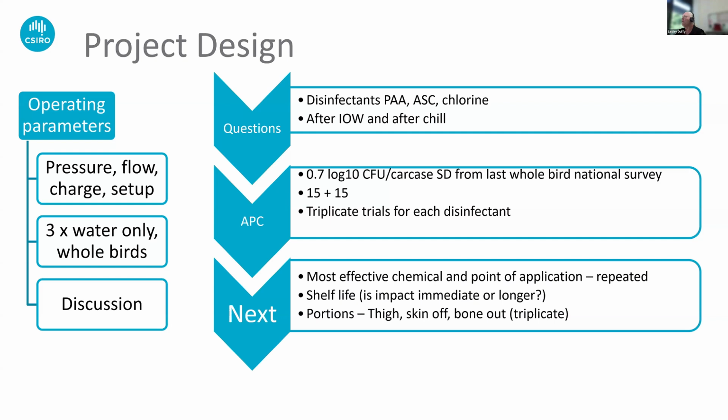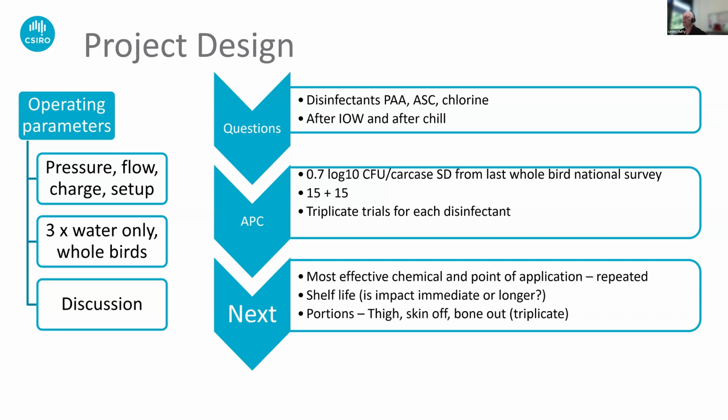We're only looking at aerobic plate counts at the moment, and we know from some of the last whole bird national surveys that have been conducted that the standard deviation for plate counts on whole carcasses is about 0.7 log coliform units per carcass. So we originally were looking at 30 birds without treatment and 30 birds with treatment to be able to tell that there was a difference. And the power of that with a standard deviation, presuming it's 95%, if you were looking for just a half a log, is still over 70% when we've got 30 birds.